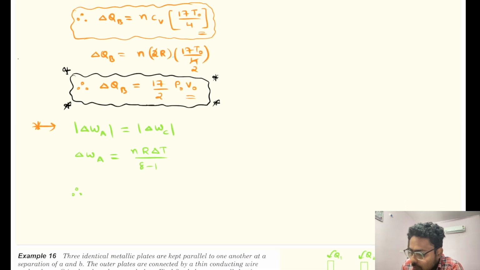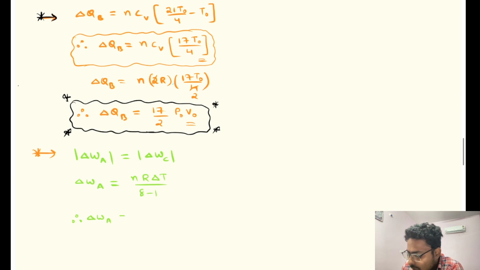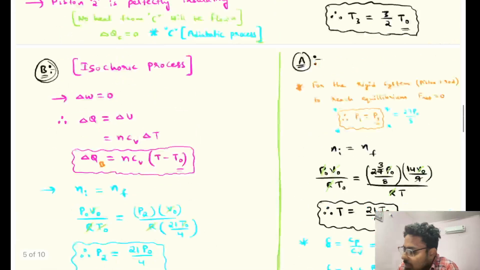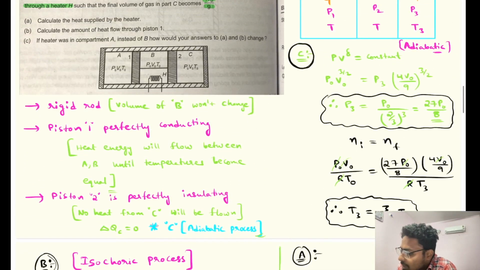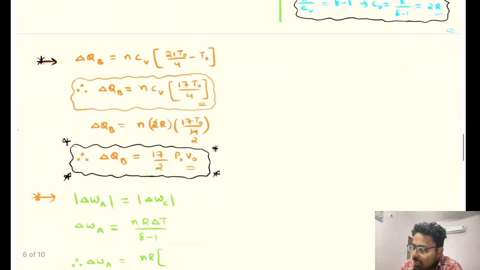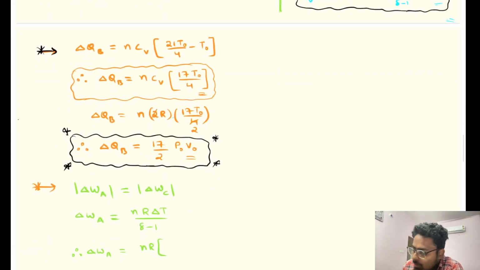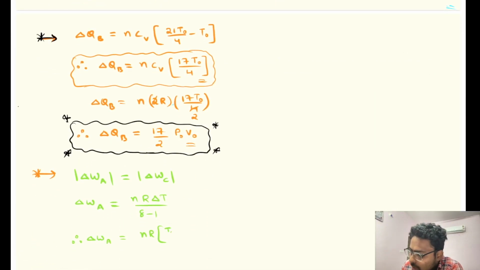So therefore work done in compartment A, now you guys can find nR delta T, right? So in compartment C, what is delta T? Final temperature minus initial temperature. Final temperature is this one, initial temperature is T naught. So 3 T naught by 2 minus T naught. So how much will you be getting? T naught by 2. Sir, what will be this value? This will be nothing but T naught by 2.